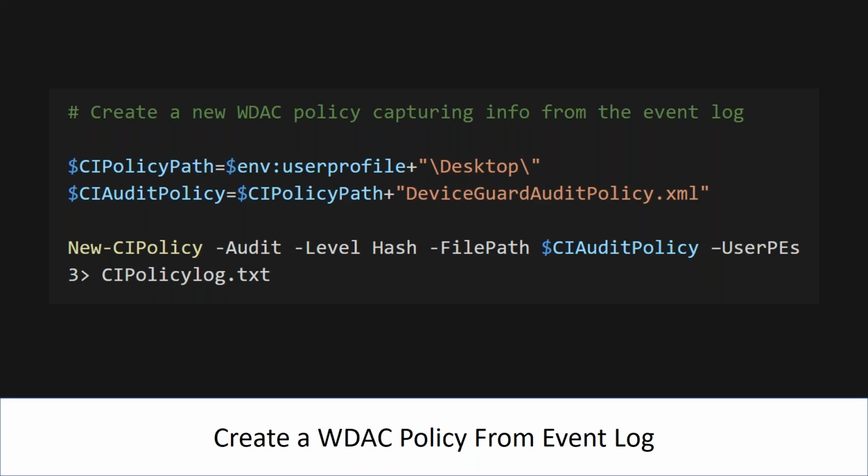You can see a couple of variables there that I've created for the file path and the file name. And we just run the new CI policy command again, but here you can see with the audit parameter, and this time the file level is set to hash, because what you're going to get in the event log, what is not going to be allowed to run? Of course, it's going to be unsigned applications. So we need to use a file hash instead of a certificate to allow those applications to run. Okay, and then, of course, we get a new file, this time device guard audit policy.xml.